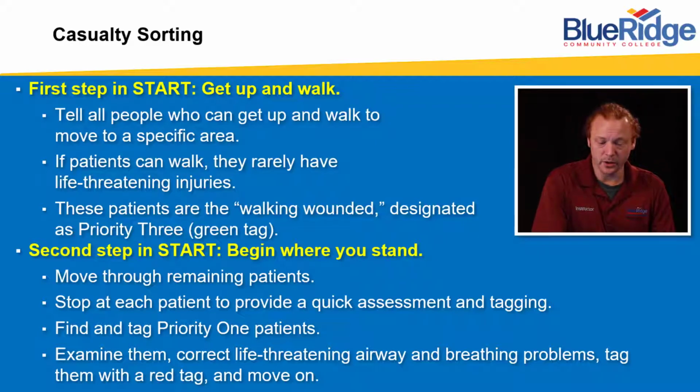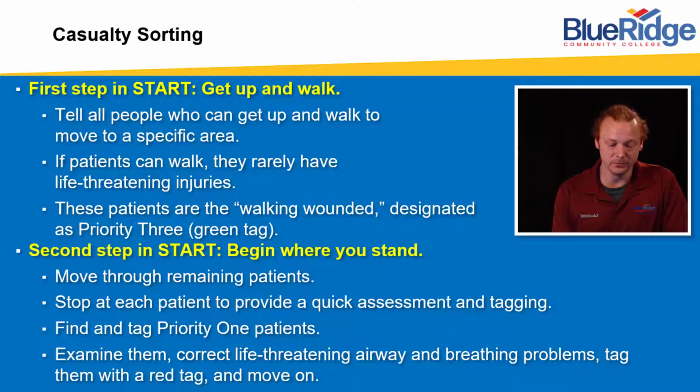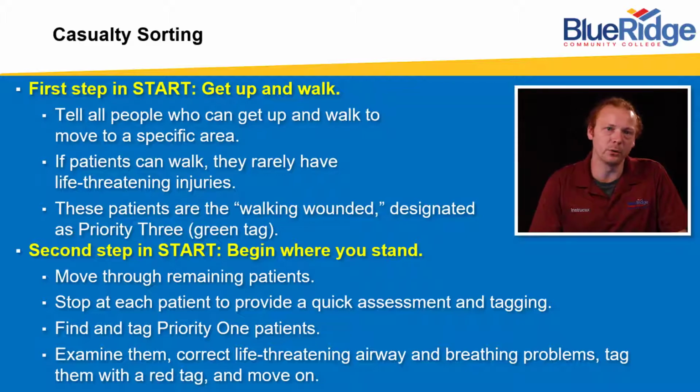Find and tag your priority 1 patients, those requiring immediate intervention. Examine these patients, correct life-threatening airway and breathing problems, and tag the patients with a red tag and move on. If you come up to someone who's questionable, you can try opening their airway and maybe give a rescue breath or two and see if that helps, but don't delay any more than 60 seconds.